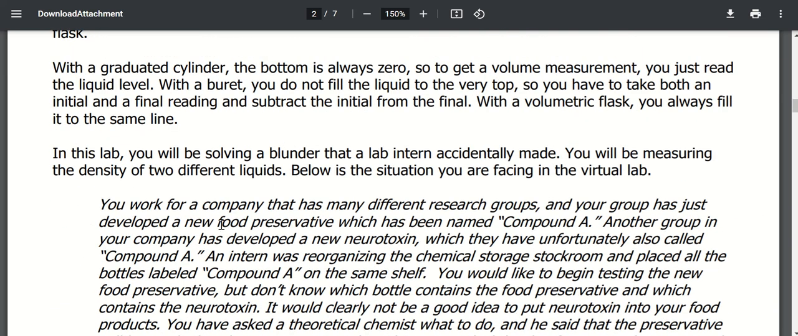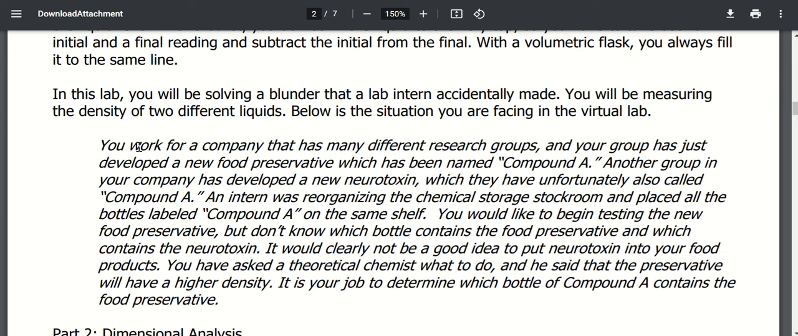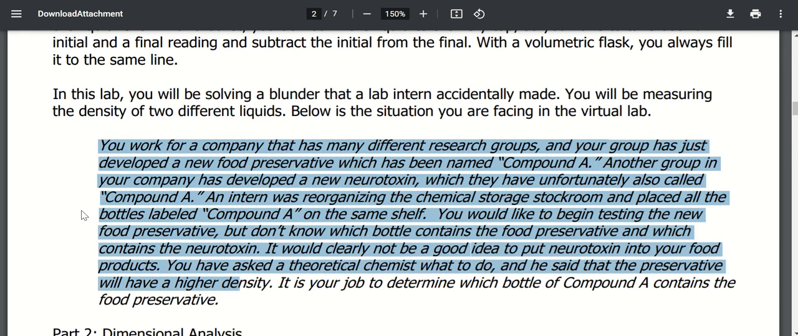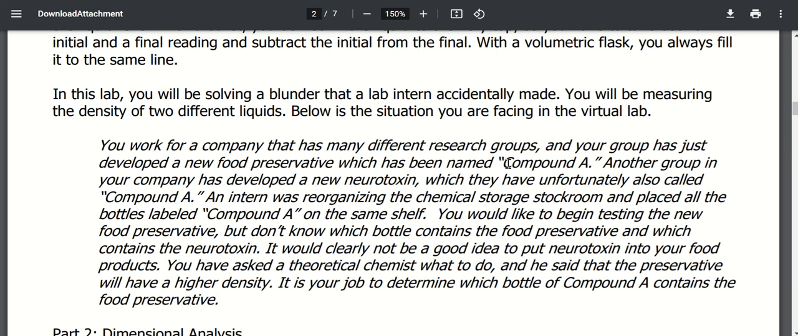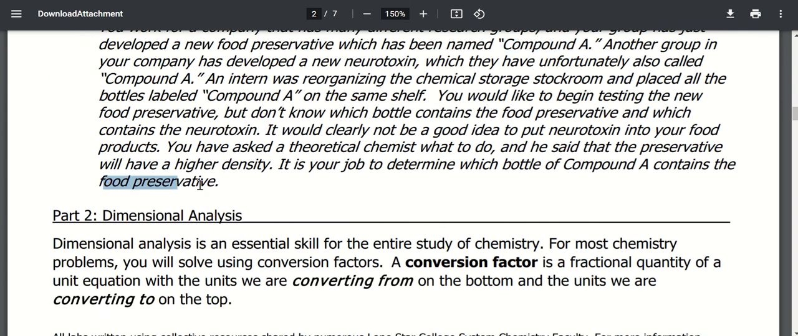And then we get to the main portion of this density part of the lab. In this lab, you'll be solving a blunder that a lab intern made. What you need to do is measure the density of two different liquids. Like I said, I don't want to spoil things for you, so I'll let you read through this. But basically, you're measuring the density of compound A and compound A, they're both labeled compound A. They're actually two different liquids, but unfortunately, they got labeled as the same thing. So that's your job, to find the density of them, to figure out which one is which, okay?